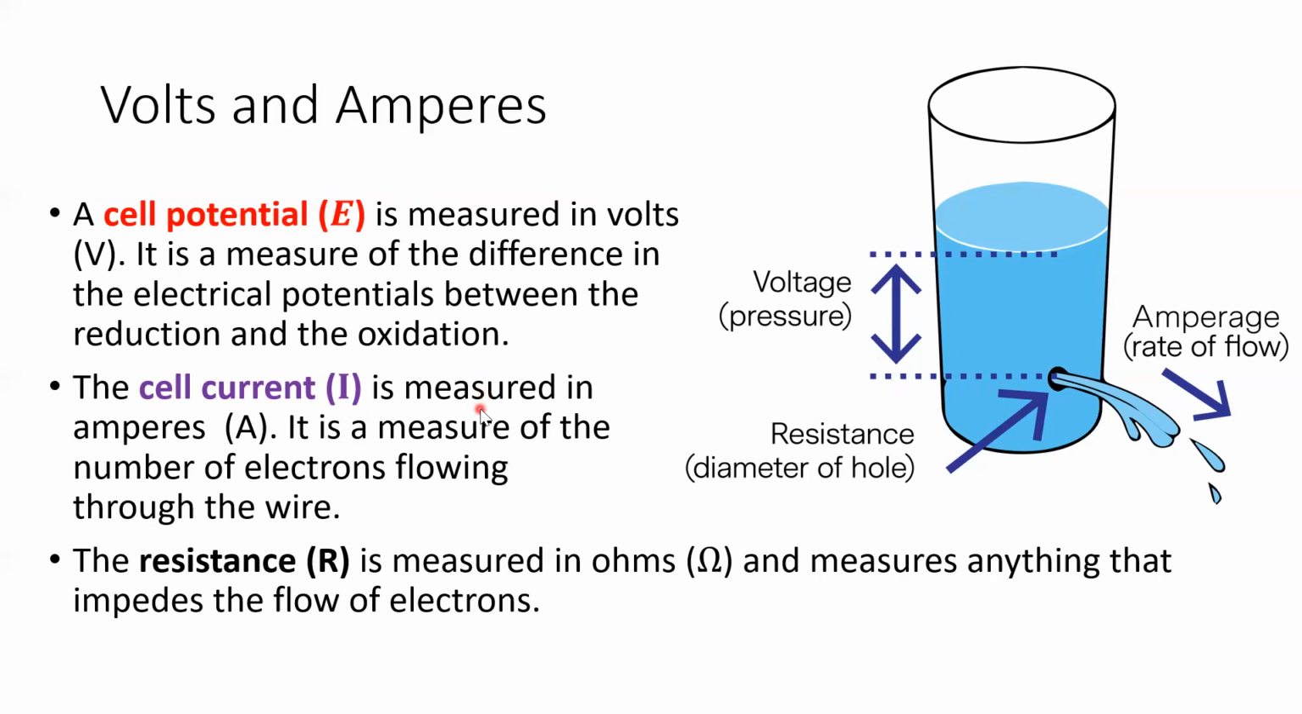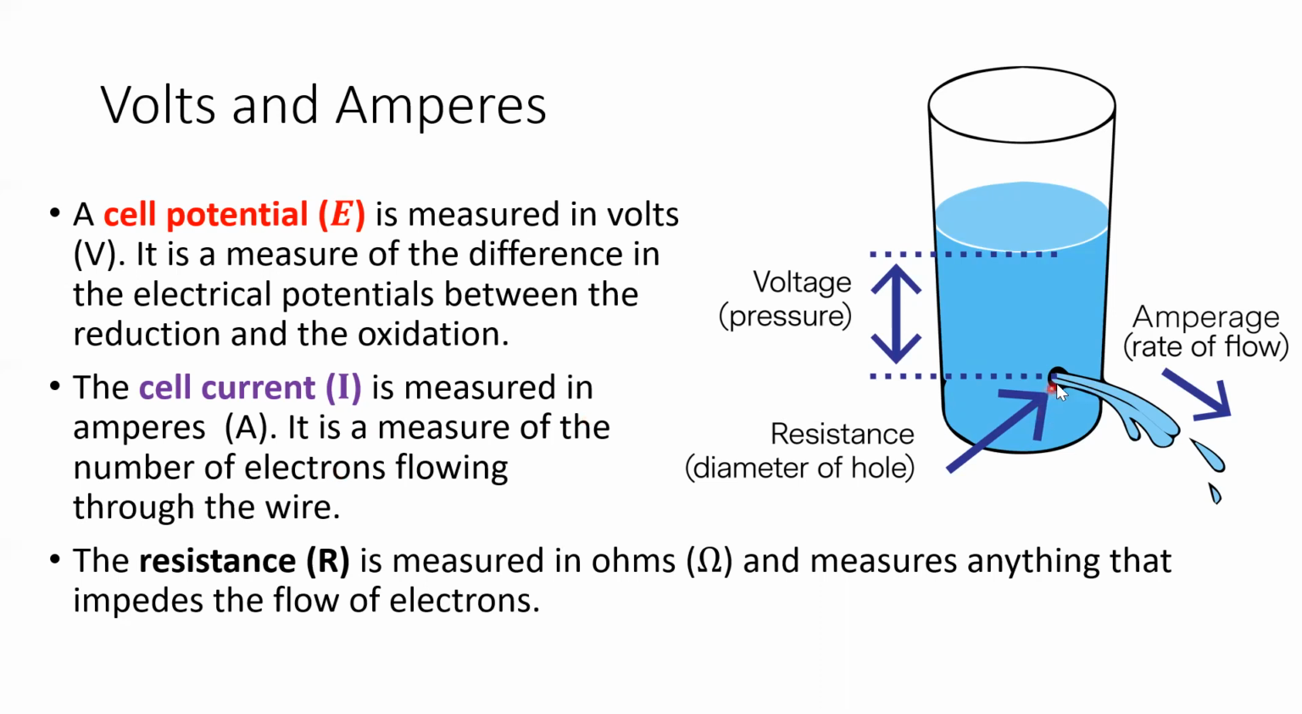The current is kind of like the flow of the water out of this hole. Okay, the more water that flows out of the hole, the larger the current. The less water that flows through this hole, the lower the current. It's the same thing as if we talk about the flow of electrons through a wire. If a lot of electrons are flowing through a wire, it's going to be a high current. If a little bit of electrons are flowing through that wire, it's going to be a lower current.